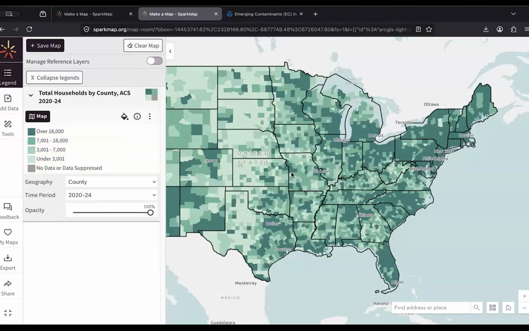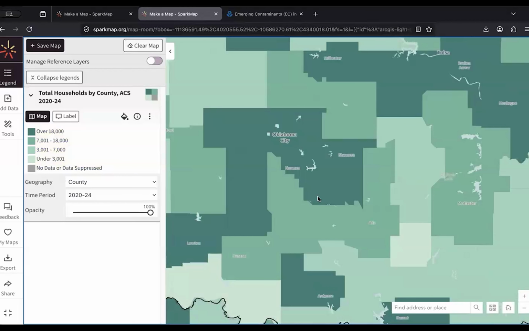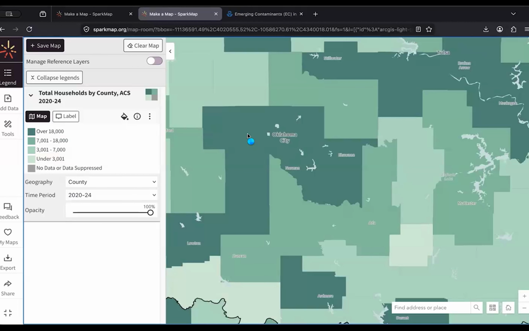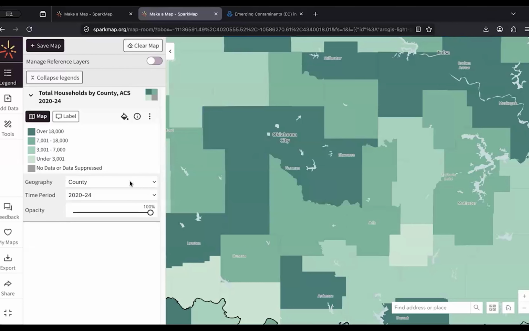So here we can see it at county level, how many households there are in each county. I'll zoom in here to Oklahoma a little bit, and we're able to see some of that. Just as a reminder, if you click on the map, you can get a pop-up and it'll show you some of that metadata. So we can see here very easily, if we were writing a grant for Canadian County in Oklahoma, we have about 58,000 total households in this area. So that's some really good baseline information that we have there.